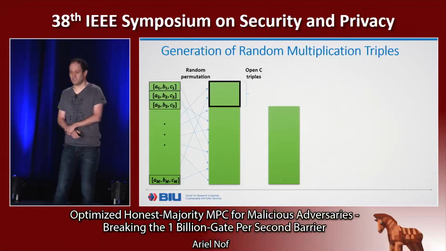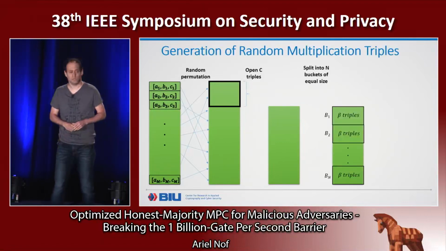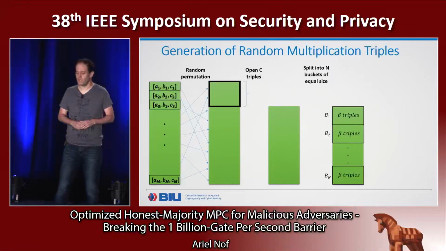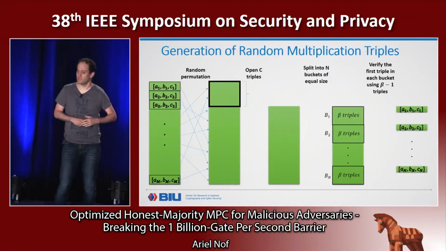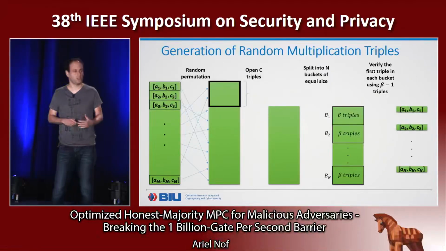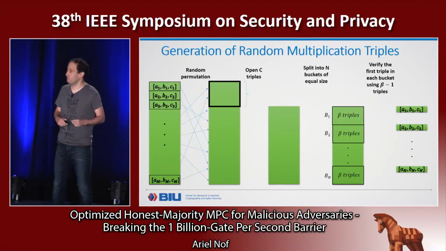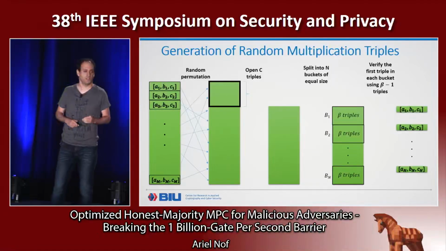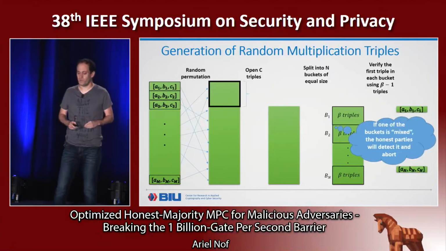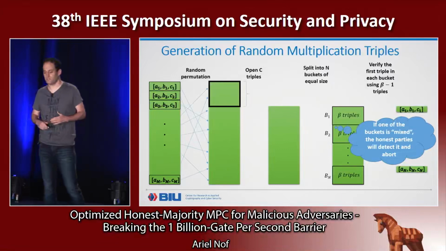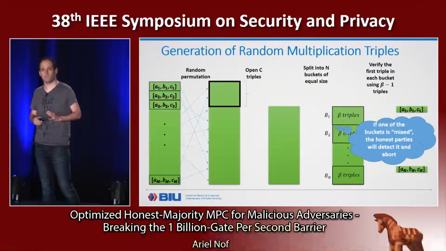Then if we passed this test, we take the remaining triples and split them into n buckets of equal size. In each bucket, we have beta triples. Okay, and then we have this sub-protocol in our protocol that allows us to verify the correctness of one triple using another. So we run this sub-protocol many times, each time to verify the first triple in each bucket using the other beta-1 triples. And the property that we have here is that if one of the buckets is mixed, meaning that it contains both correct and incorrect triples, then the honest parties will detect it with probability 1 and abort.